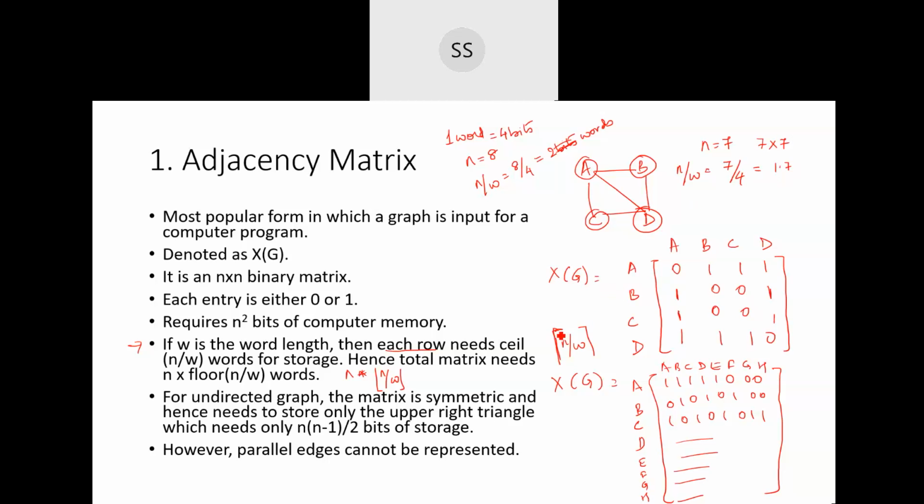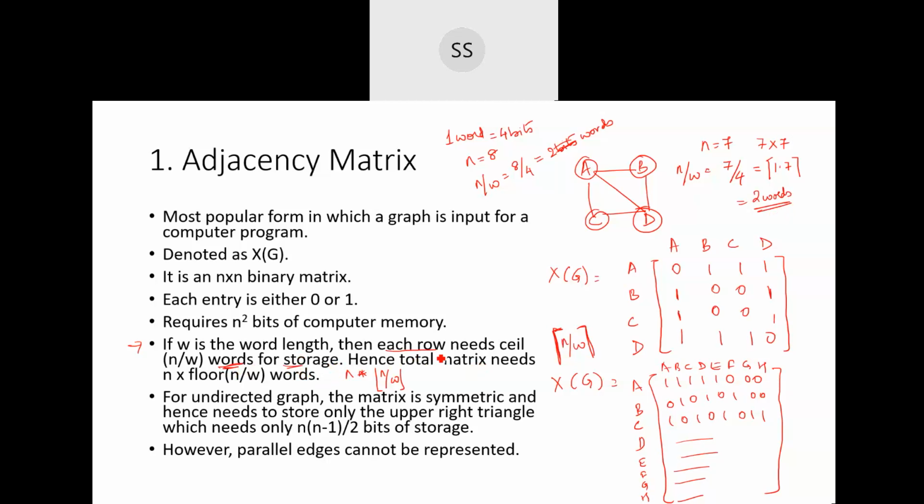They have said that you have to take the ceiling of it, the upper value. So totally, how many words do I need? I need 2 words. That is what the first point says: that much storage, that many words you need.